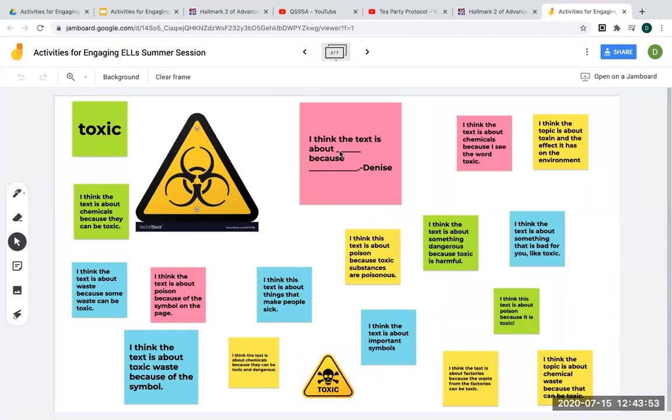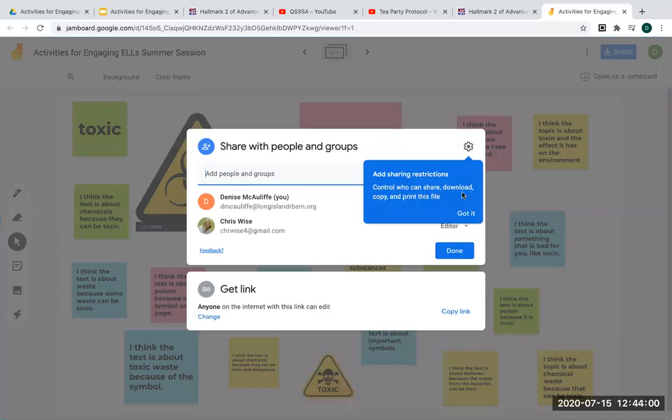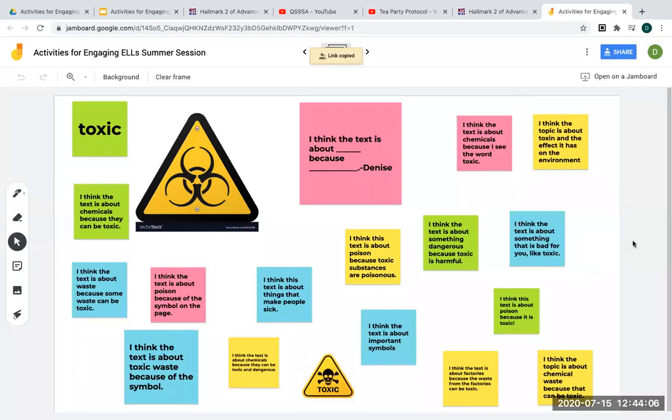What I did is I shared this document. I'll just show you here how you do that. Share, and I was able to get the shareable link, and I copied the link here. And then in the chat, because we were using Zoom, I gave them the link, and it was set up so that anyone with the link was able to access the Jamboard. And then they were able to add their own ideas.